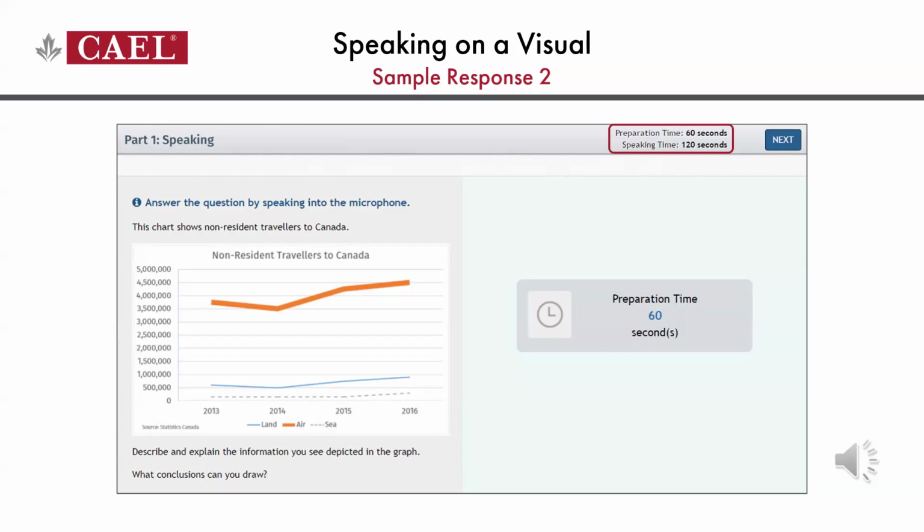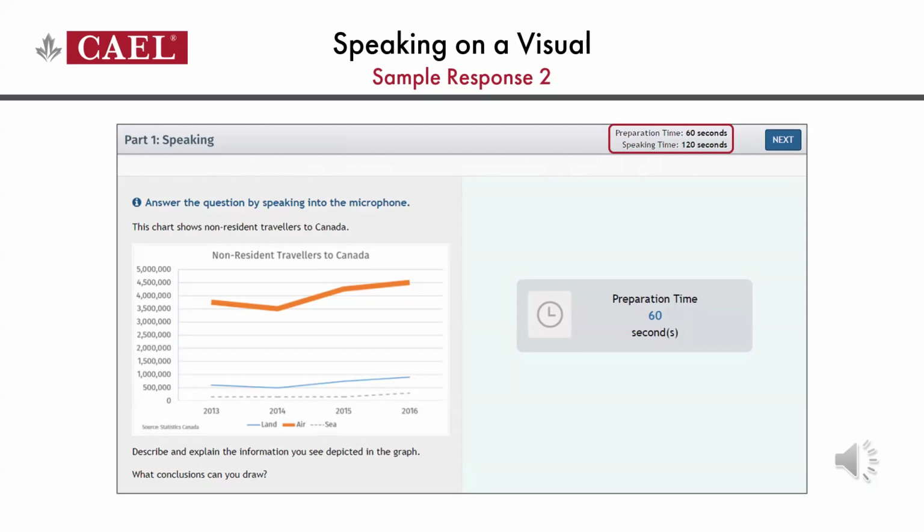We can see that air travel is the most popular method, then land, then sea. However, between the years of 2013 and 2014, the number of non-resident travelers to Canada who came by air and land were on the decline. What we can conclude from this is that between those years, travel to Canada was a little less popular and so did not draw as many tourists or other non-resident travelers.